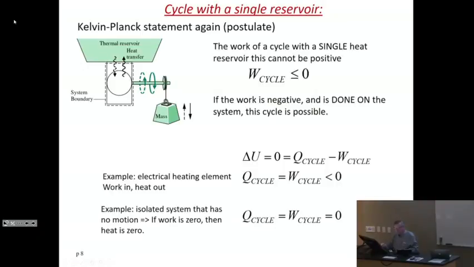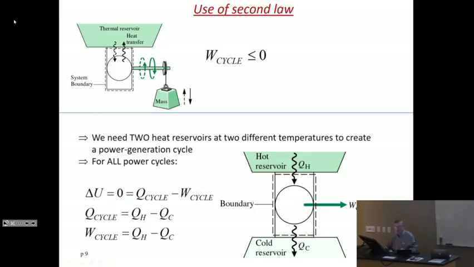Now, the best you can do is the isolated system with no motion and no work. If the work is 0, then the heat is 0, that's fine. But you cannot have this positive. So positive is forbidden. Let's say that we just stated that here.